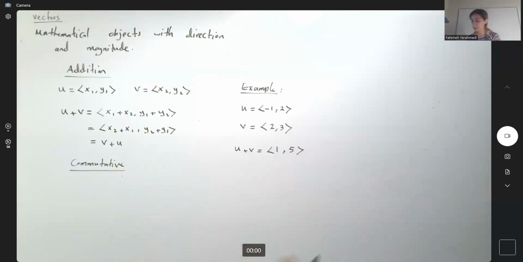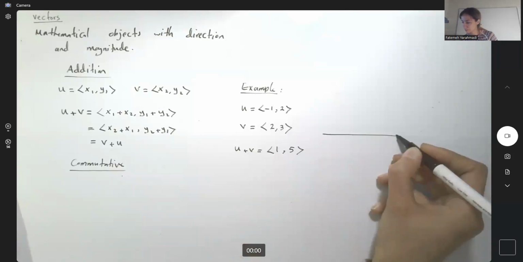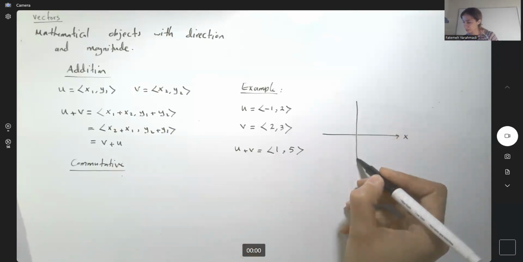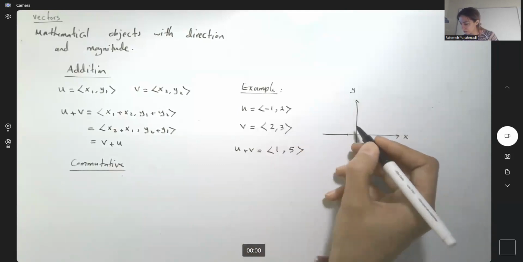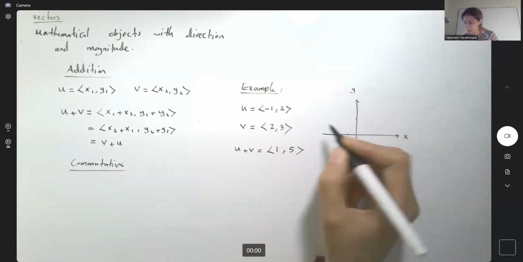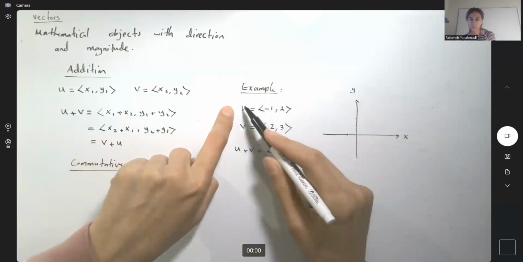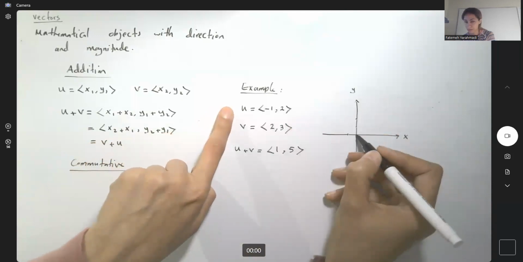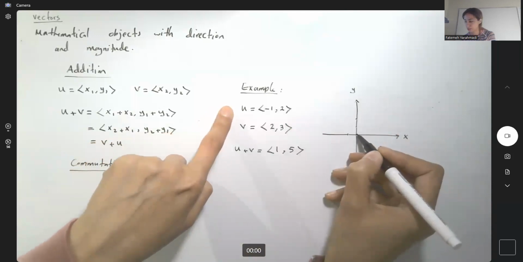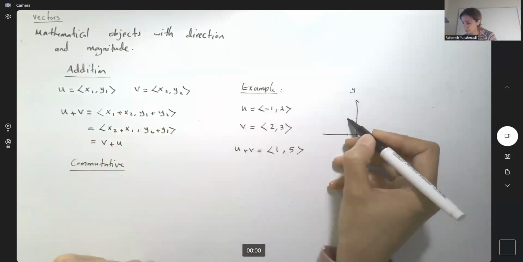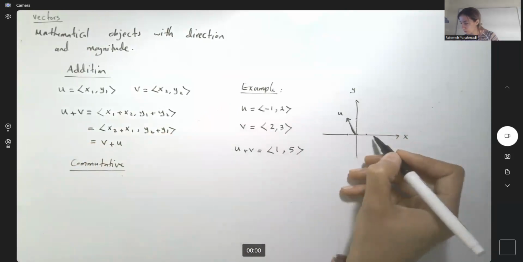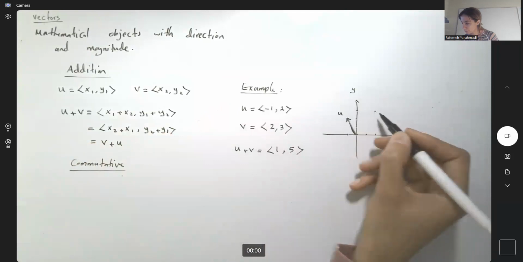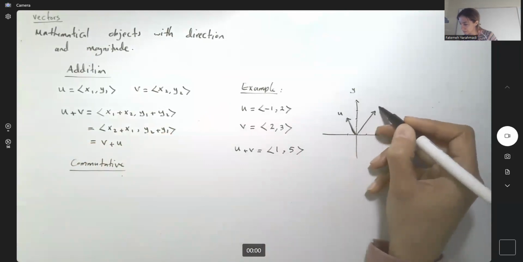How do I visualize this? Take a look. I have my x-axis, I have my y-axis. So -1 and 2: -1 and then 2 units up. The starting point, the initial point for any vector, if it's not given, is at the origin. So at the origin, we stop at this point. This is vector u. Now for vector v, 2 and 3: 1, 2, and 3 units up. This is your vector v.